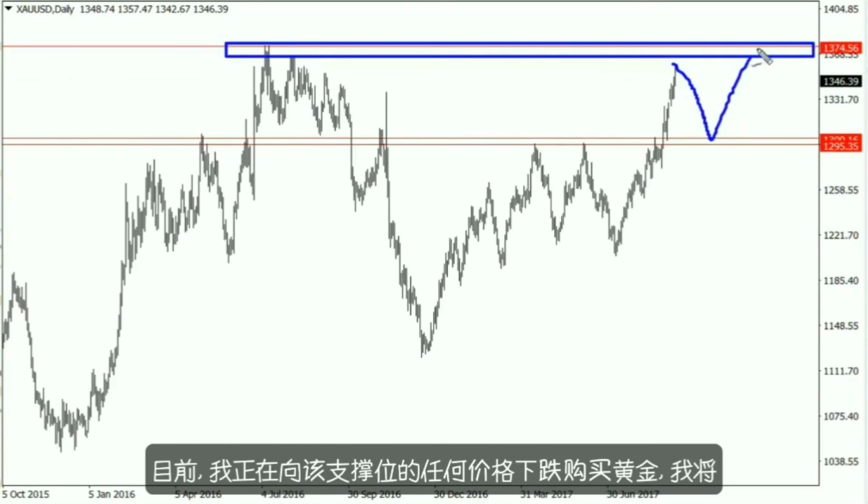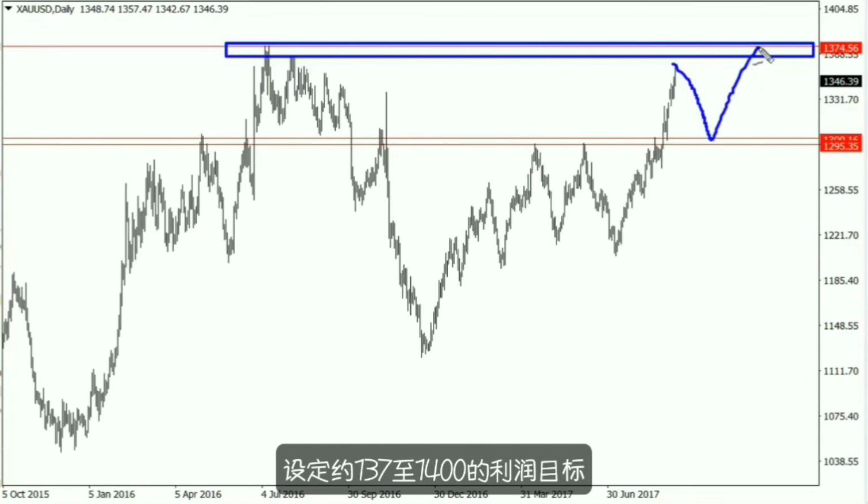So for now, I'm buying gold on any price dips down towards that support, and I'll be setting profit targets up around 1370 to 1400.